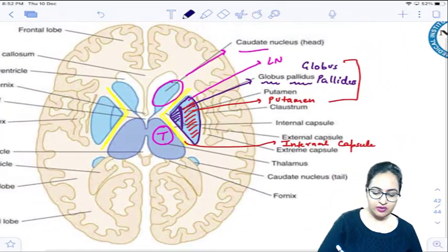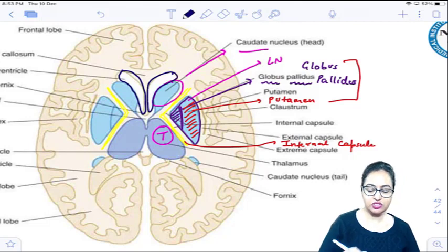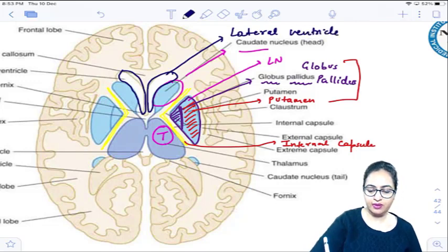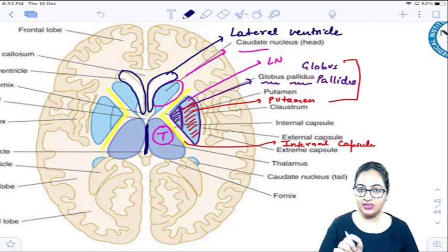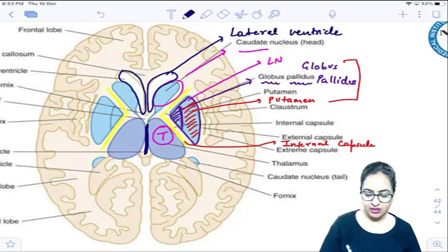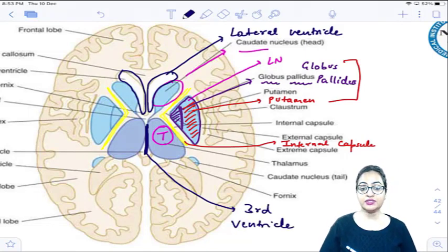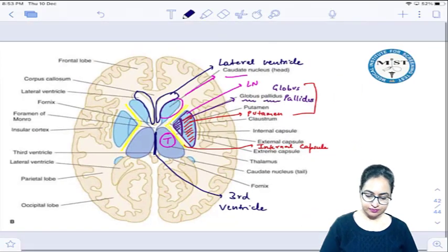What are the other structures we should be able to identify over here? We can see this triangular section, which is the section of the lateral ventricle. Between the thalami we have a median slit-like space, which is given the term third ventricle. This is the third ventricle.